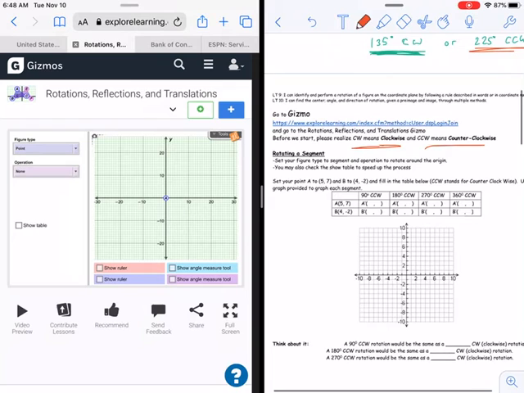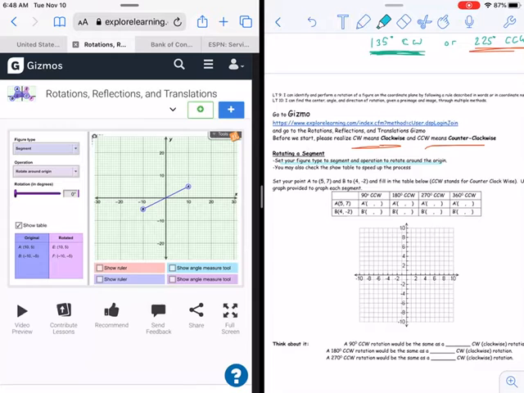All right, so set your figure type to segment and operation to rotate around the origin. So figure type, segment, operations, rotate around the origin. Now I like to show table, that's gonna help things. I'm showing table, and I'm gonna drag A. Looking at my table makes life easier. 5, 7. And B is gonna be at 4, -2. Looking at your table while doing this makes life a million times easier.